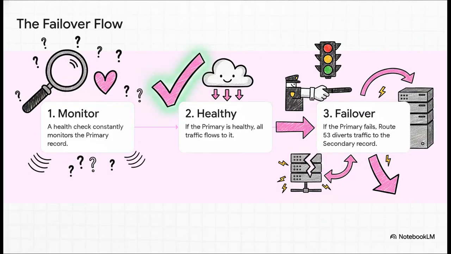And this flow, it's just so simple and so powerful. First, Route 53 is constantly running a health check against your primary endpoint. It's basically pinging it every few seconds, asking, hey, you still good? As long as the primary says yep, all your traffic goes there. But the instant it fails that check, Route 53 becomes this traffic cop, immediately waving all of your users over to your secondary record. That right there is DNS-level disaster recovery in action.